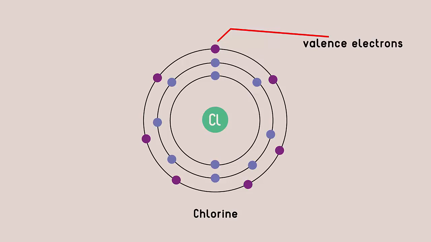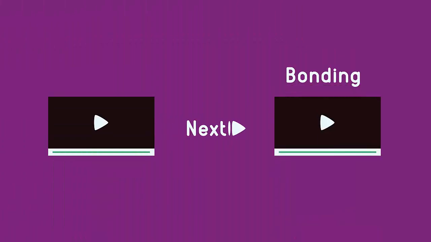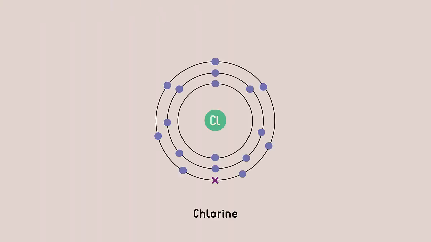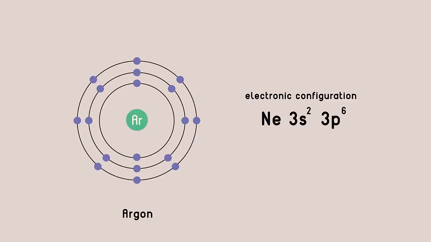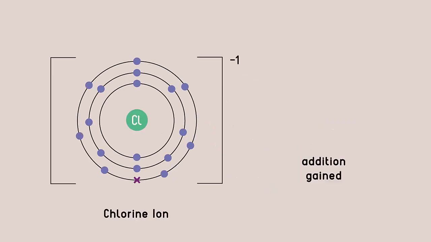Atoms can bond as long as there is space in their outer shell to fit in more electrons. After this video, you may want to look at our video on bonding. Chlorine has space for only 1 electron to fill its outer shell. It now has the electronic configuration, the same number and arrangement of electrons, as argon, a noble gas, but it's charged because it has gained a negatively charged particle, the electron.